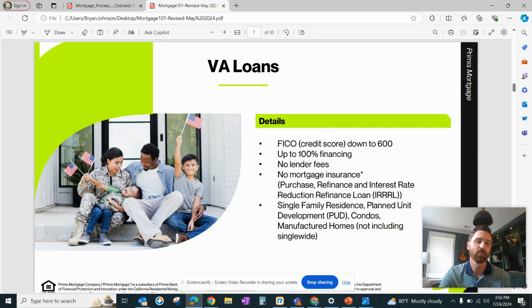Single family residence, planned unit development, condos, manufactured homes, again, not including single wide. And keep that in mind when it comes to manufactured homes, it's always going to need to be a double wide. If it's a double wide, really any program is going to work. If it's a single wide, it completely changes everything. We can get it done, but it's a specific program, and they're probably not going to be able to go 100% financing. They probably won't have the best interest rate, and it just completely changes everything. So keep that in mind.